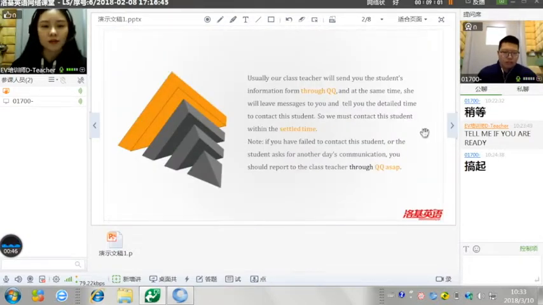Okay, so as soon as you've passed all the training, the class teacher will send you the student's information form through QQ. Once you've sent your confirmation of reception, the class teacher will set the student's course on your class schedule. You can check it by logging in to our official website for teachers.